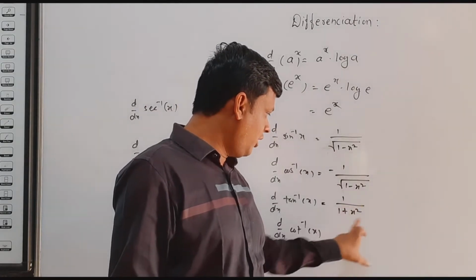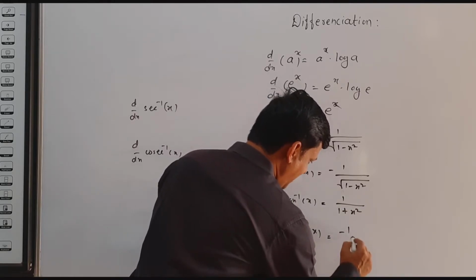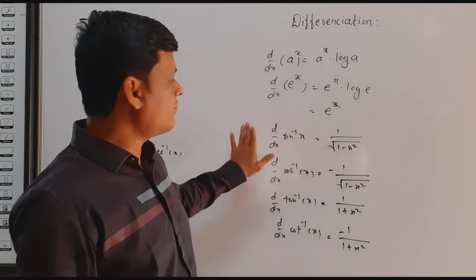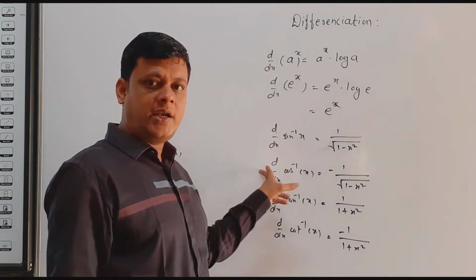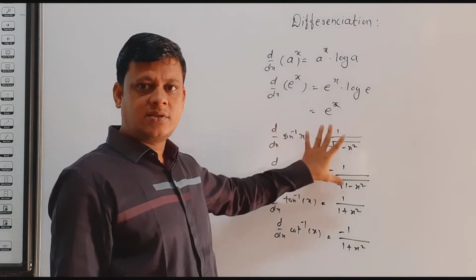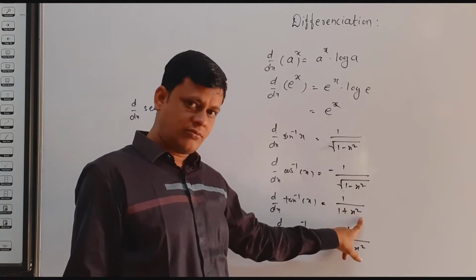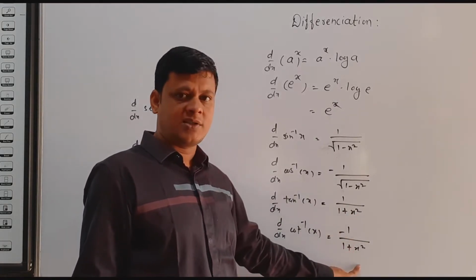So we write 1 upon 1 plus x square, and the derivative of cot inverse x is minus 1 upon 1 plus x square. That means if you know the derivative of sin inverse, you can find the derivative of cos inverse by changing its sign. So here the derivative of tan inverse is 1 upon 1 plus x square, and the derivative of cot inverse x is minus 1 upon 1 plus x square.